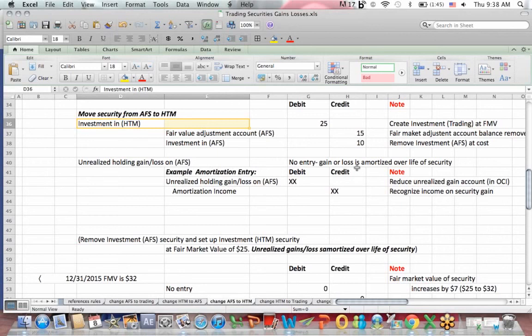Because we ended with a credit balance in unrealized holding gain, we are going to debit to reduce that gain and credit to somehow put it into income, probably amortization of bond income over time. And that time period would be from the time that we make the change in the security to the maturity date of the bond, because remember that hold to maturity securities can only be bonds. So if there's 5 years left, we would amortize over 5 years.